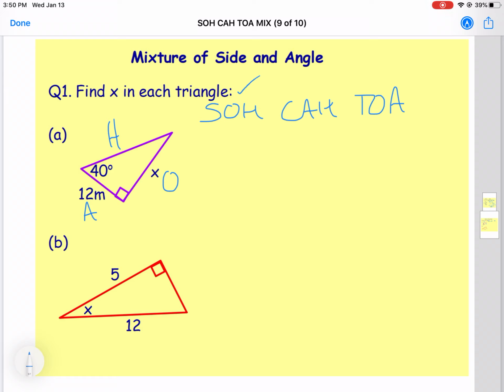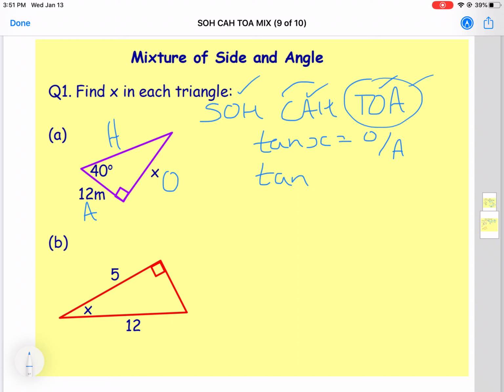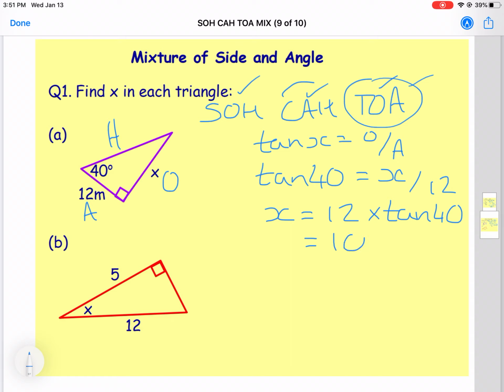We have something at the opposite, which is the x. We have 12 at the adjacent, so it has to be a TOA, or tan x equals opposite over adjacent. Now x, remember in this case, is always the angle, so it's tan 40 equals opposite, which is the x that's in the question, over 12 for the adjacent. To do a side, please don't forget how to do a side as we move on to do angles. We have got to do those two numbers multiplied together. So 12 times tan of 40, and we should get 10.1 metres for that one.